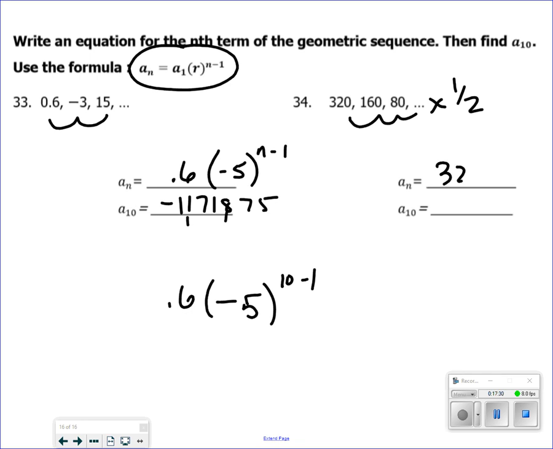Next one is multiplying by a half again. So a sub 1 r raised to the n minus 1. So again, typing this into my calculator, 320, a half, raised to the 10 minus 1. 0.625.